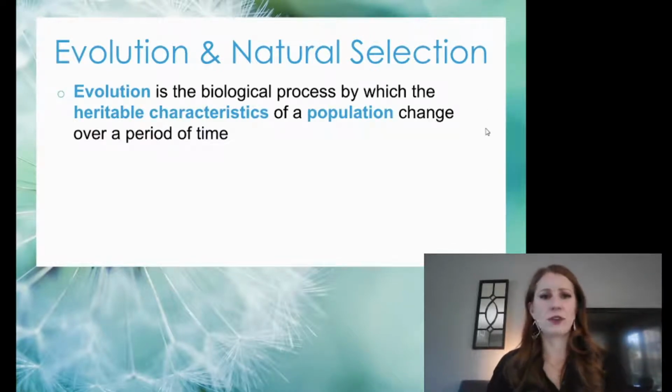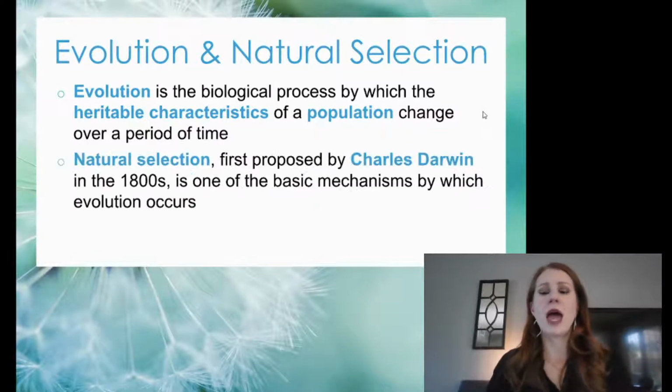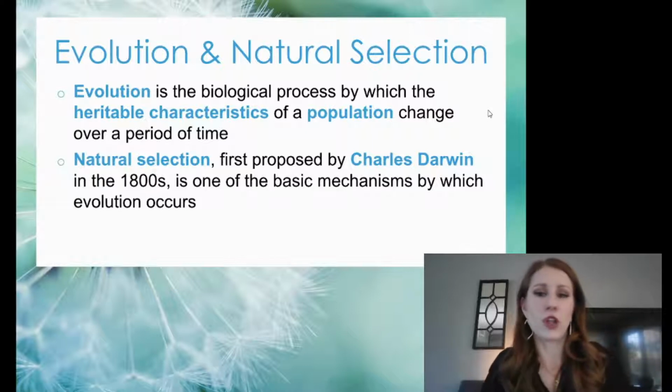We already talked about evolution being a process by which we're changing characteristics over time. And natural selection was proposed by Charles Darwin in the 1800s. It's a basic mechanism. It's not terribly complicated, but it is one of the primary ideas that we base all of our evolutionary ideas off of. So we're going to move along with that.